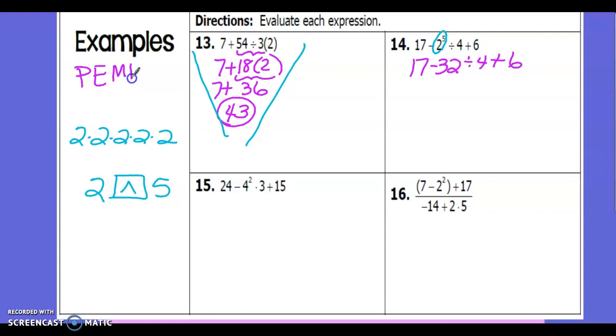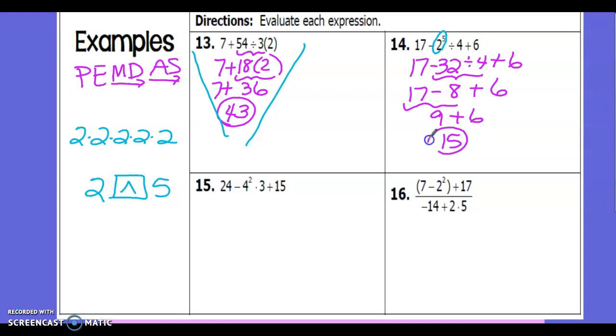Now I have multiplication and division left to right. So right here I have 32 divided by 4. That is 8. So I'm going to bring down everything else that I have and kind of keep that V look going on. Now I'm just down to my adding and subtracting left to right. So 17 minus 8 is 9. And then I have 9 plus 6 is 15.